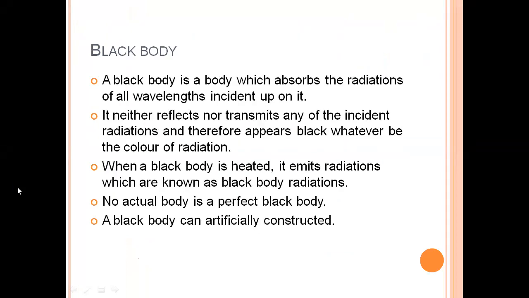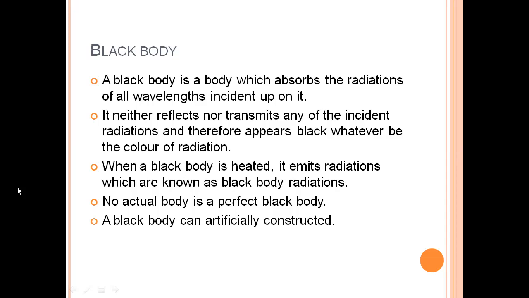First of all, what is a black body? A black body is nothing but a body which absorbs all the radiations which fall on it. Neither does it reflect them nor transmit them. Since it absorbs all the radiations which fall on it, it appears black in color. Hence, that body is called a black body. When this black body is heated to some temperature, it emits radiations which are known as black body radiations.